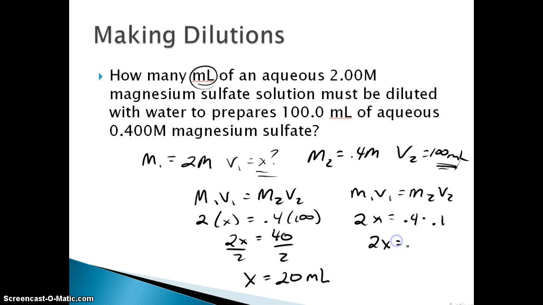Then we have 2x equals 0.02. Oh, sorry, 0.04. We're going to divide both sides by 2, and we get x equals 0.02 liters because we had converted those milliliters to liters here. But the question asks about milliliters, so we would have to convert that 0.02 liters into milliliters, which means multiplying by 1,000. So we would move our decimal 3 times and get 20 milliliters. See, same answer that we got when we just left it in milliliters.